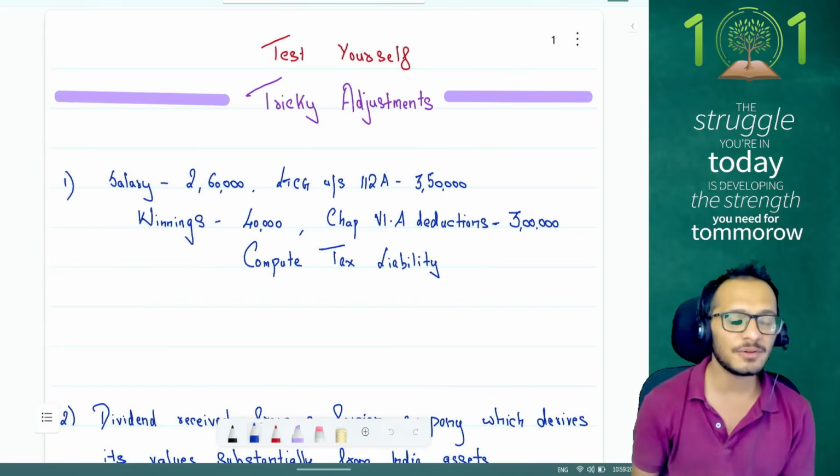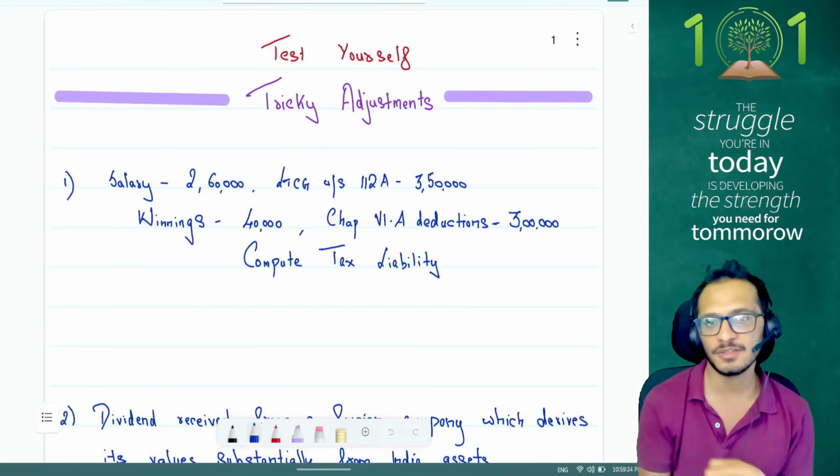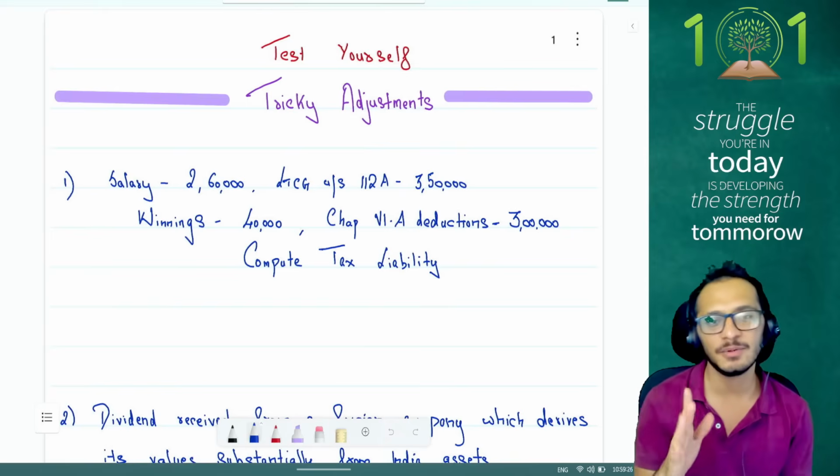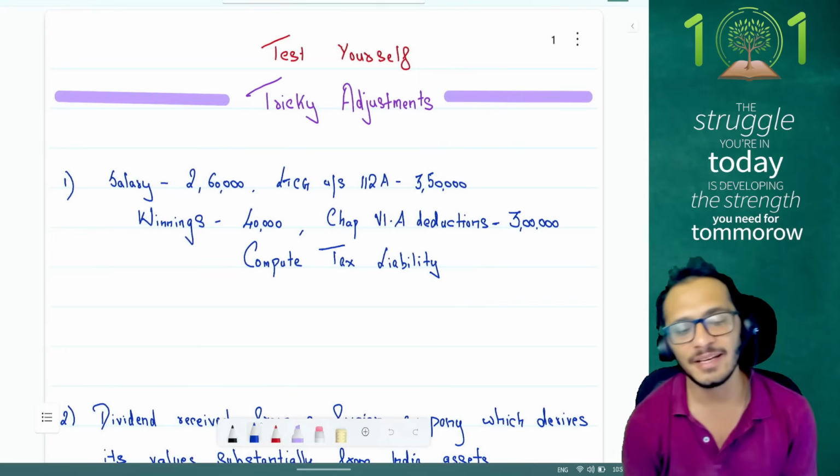So I'll be reading out an adjustment. You will take a pause, you will understand the adjustment from your side, match the answer from your side, and if it matches, amazing. If it doesn't, then you can note down the same adjustments accordingly. Shall we go forward? Awesome. Let's take it forward from here.